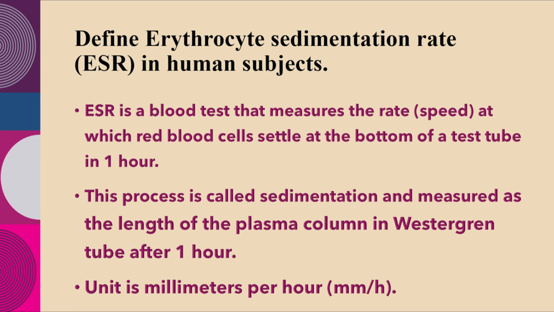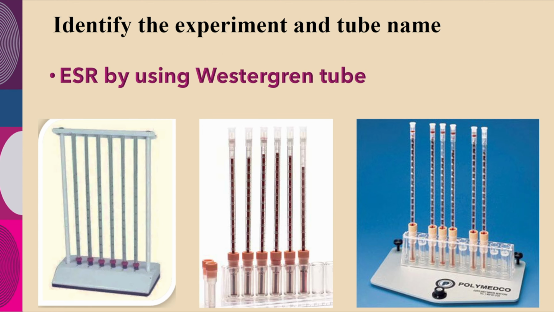The process is called sedimentation and measured as length of the plasma column in the Westergren tube after 1 hour. For example, this is the Westergren tube, and we have placed the blood up to this level. After 1 hour, RBCs will settle down, and the upper part will show you the plasma level, right? So we will measure this level, and this will give you the value of erythrocyte sedimentation rate after 1 hour.